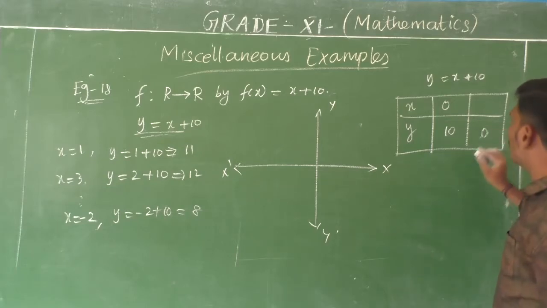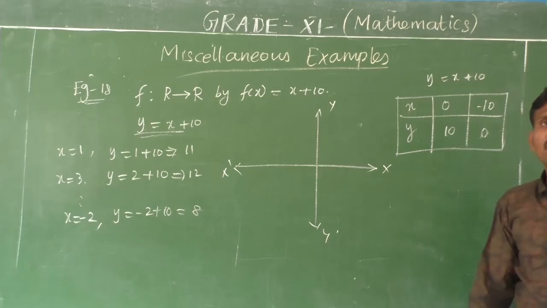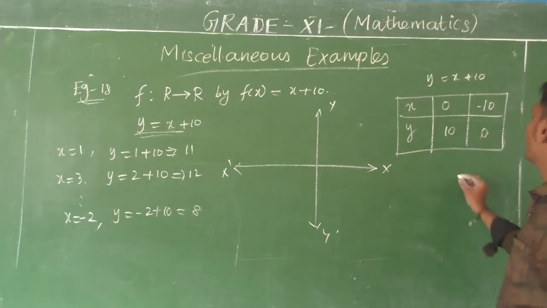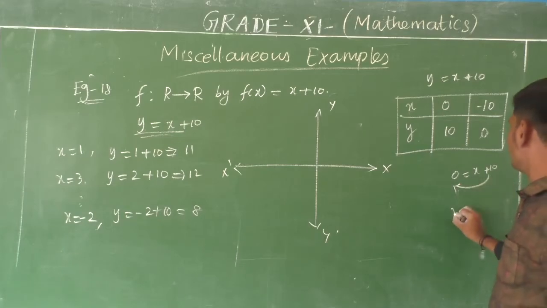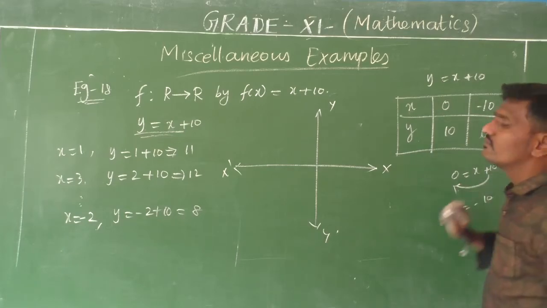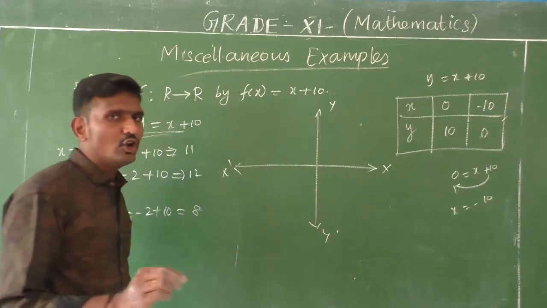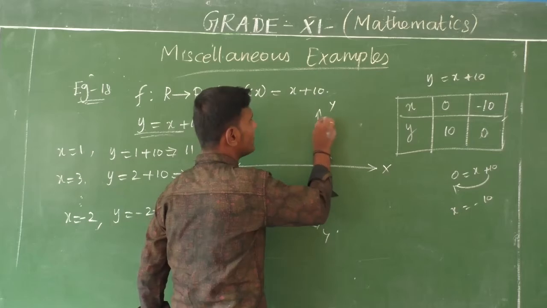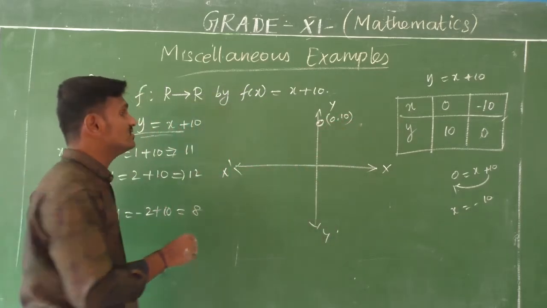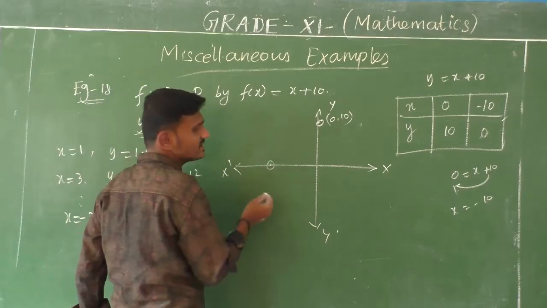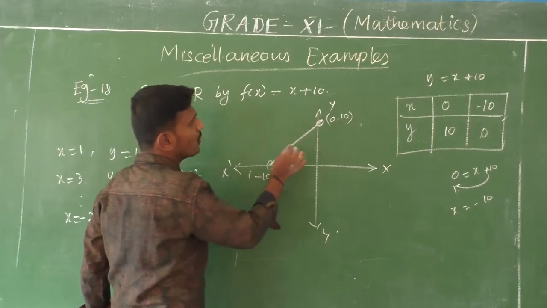And one more point. Suppose I am giving 0 for y to get the value of x. But it is negative. Because 0 is equal to x plus 10, we need only x, so move that to the other side. So x equal to minus 10. So like that, we have to collect the 2 points. What is your first point? 0, 10. So this is on the y axis. And next, minus 10, 0. So this is on the x axis, negative side. Now join these 2 points to get the graph.